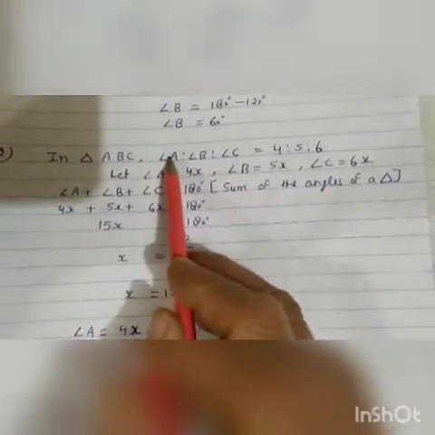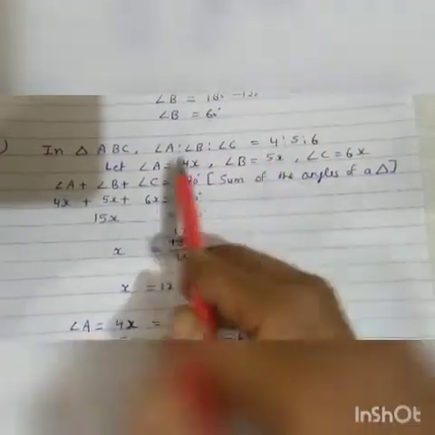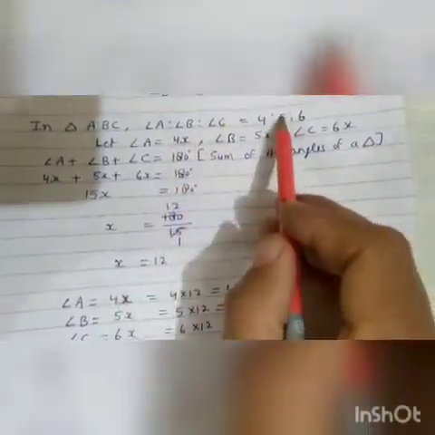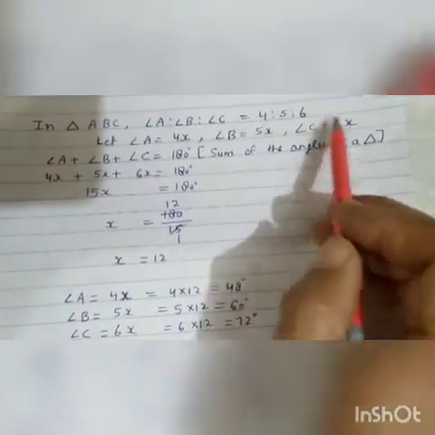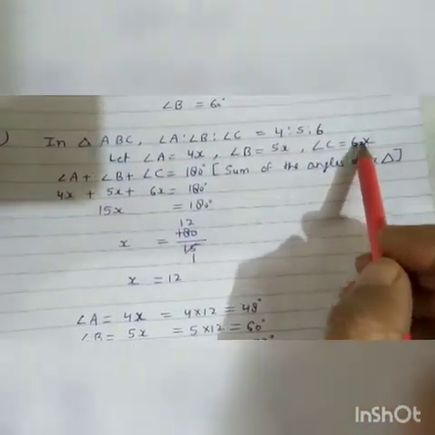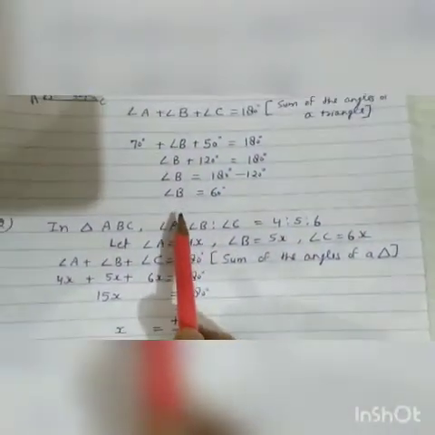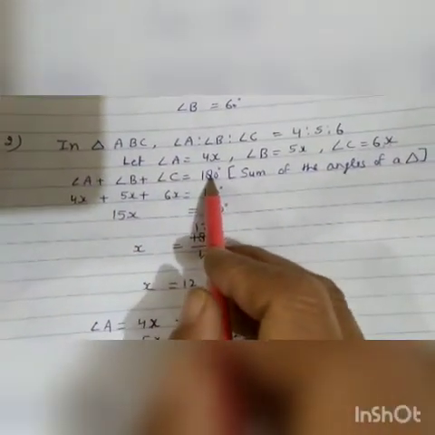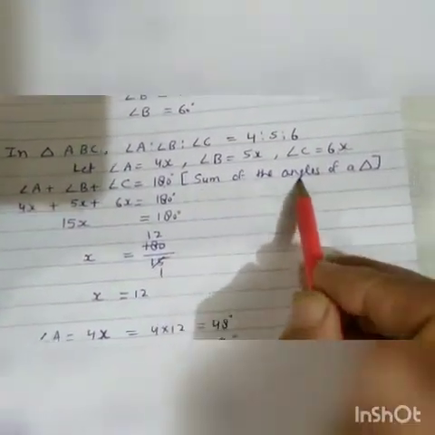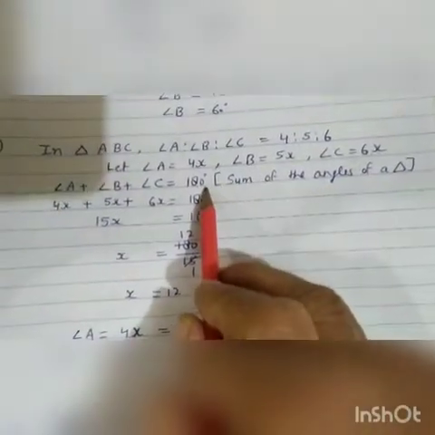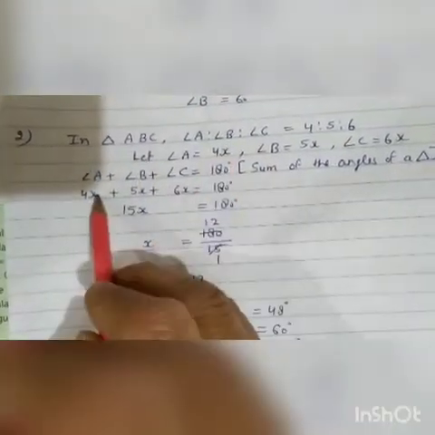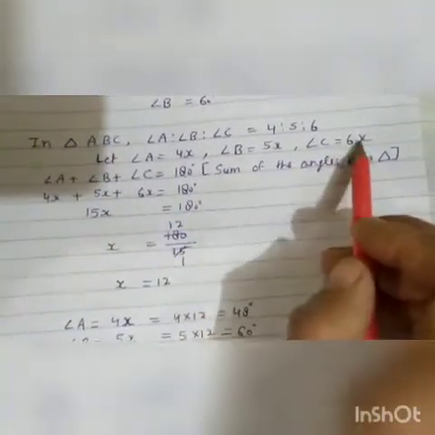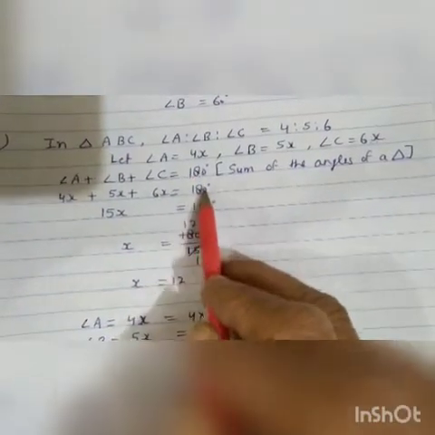Now we will assume this angle. Let angle A be equal to, what is the ratio of angle A? It is 4. So we will take, let angle A be equal to 4x, then angle B is equal to 5x and angle C is equal to 6x. Then we will follow the same pattern as we did here. Angle A plus angle B plus angle C is equal to 180 degrees. Again we will write the sum of the angles of a triangle is 180 degrees. The value of angle A is 4x plus the value of angle B is 5x plus the value of angle C is 6x, equal to 180 degrees.